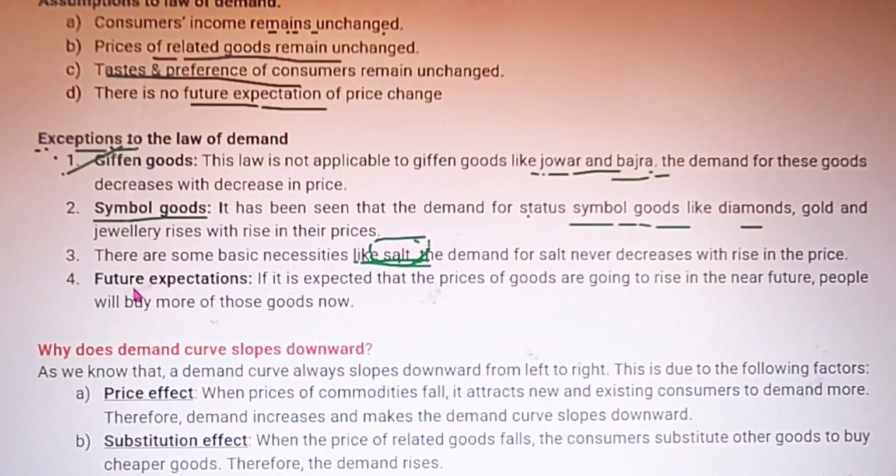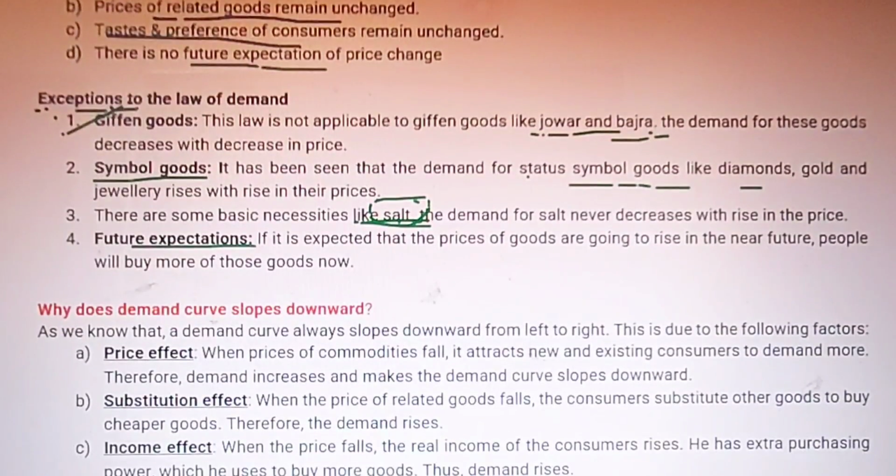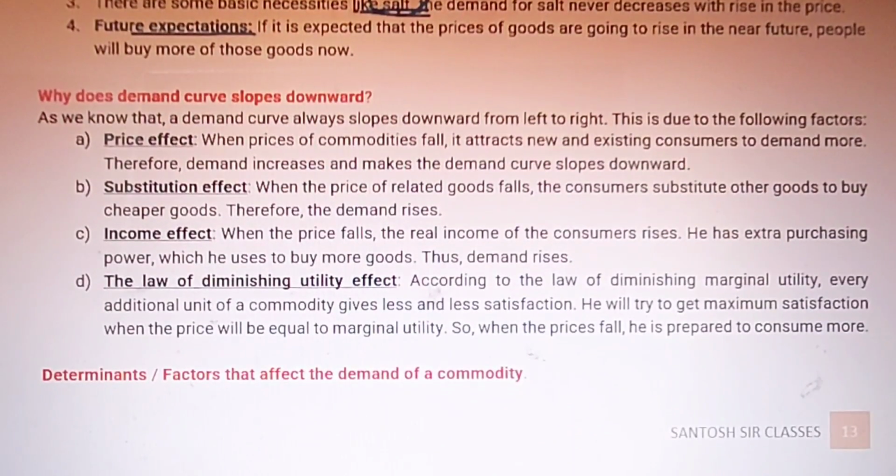And there may be future expectations. If there are future expectations that the prices are going to go up or down, this law cannot be applied, because it will go in the inverse way. Now this is about why the demand curve slopes downward. It is due to the price effect, then the substitution effect, the income effect, and the law of diminishing marginal utility.